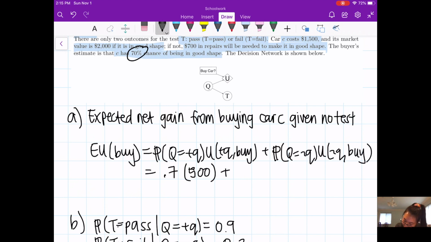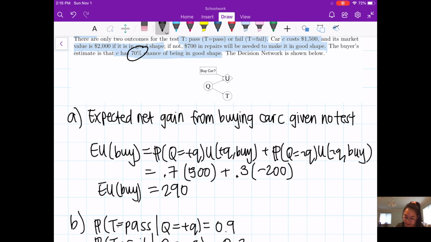But if it's actually in bad shape, which has a 0.3 chance, then we will end up losing $200, so negative 200, because we buy for $1,500, but then we spend $700 on repairs, totaling $2,200, but its cost is only supposed to be $2,000 at market value. So if we solve this, we get that it is equal to $290. So the expected utility from buying is $290. So overall, pretty good.